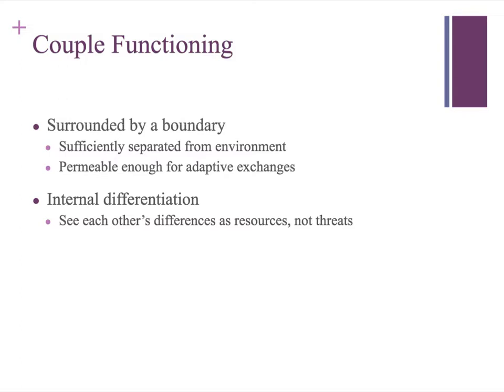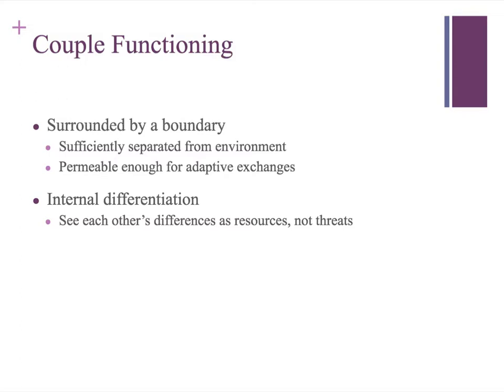In the Gurman chapter on structural couple therapy, they also discuss this concept of internal differentiation, which is not to be confused with Bowen's differentiation. This is really about the differences between two partners. How do they view their differences? Because two people will always be different. And are these differences seen as resources or as threats? So functional couples will not only tolerate the differences between them, but actively encourage them.